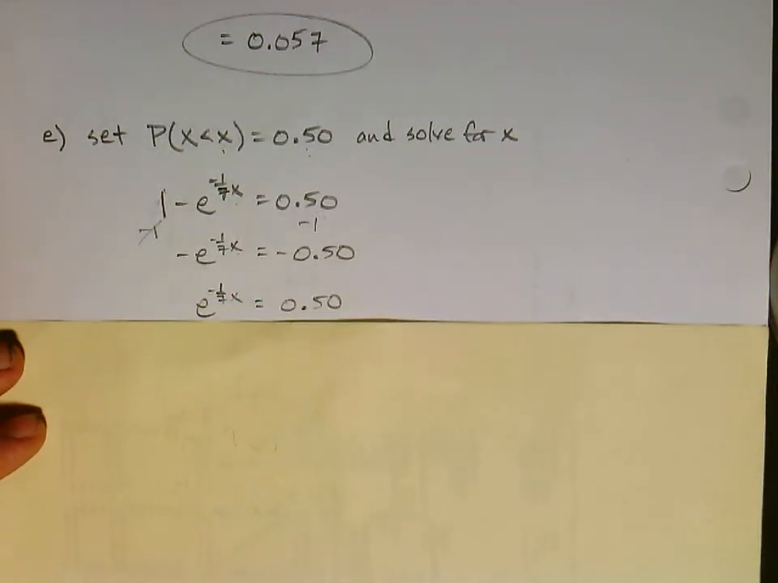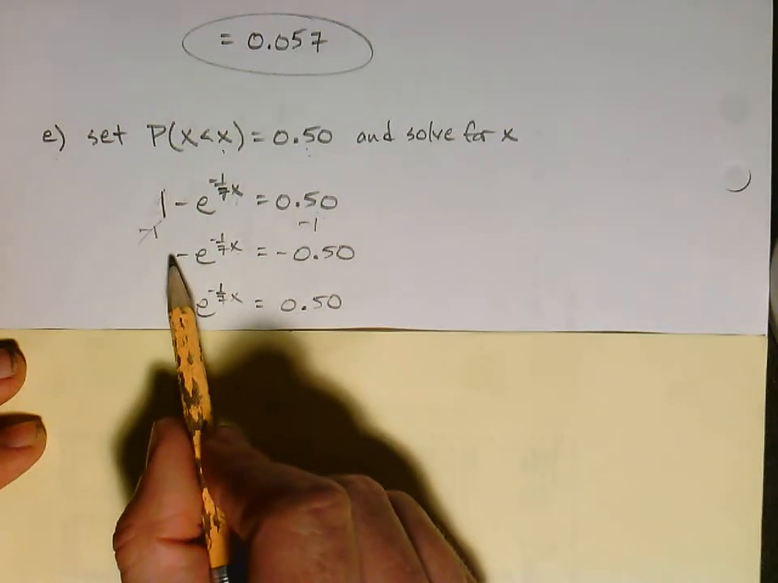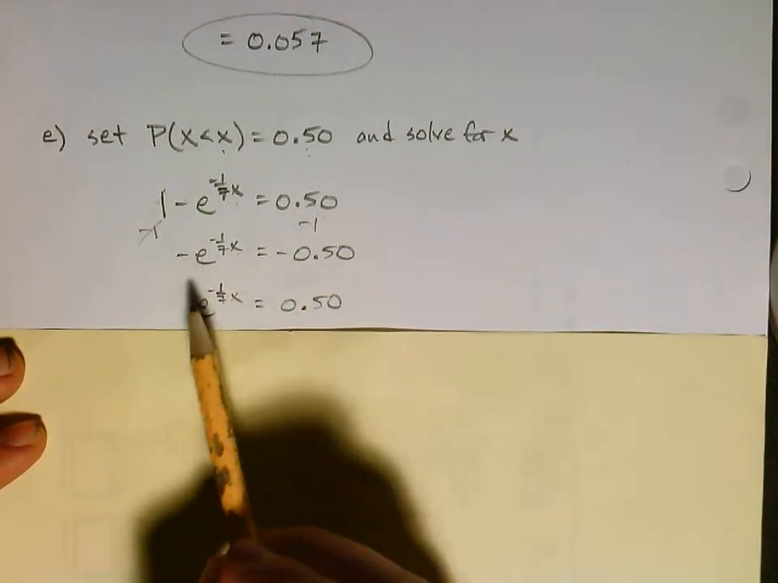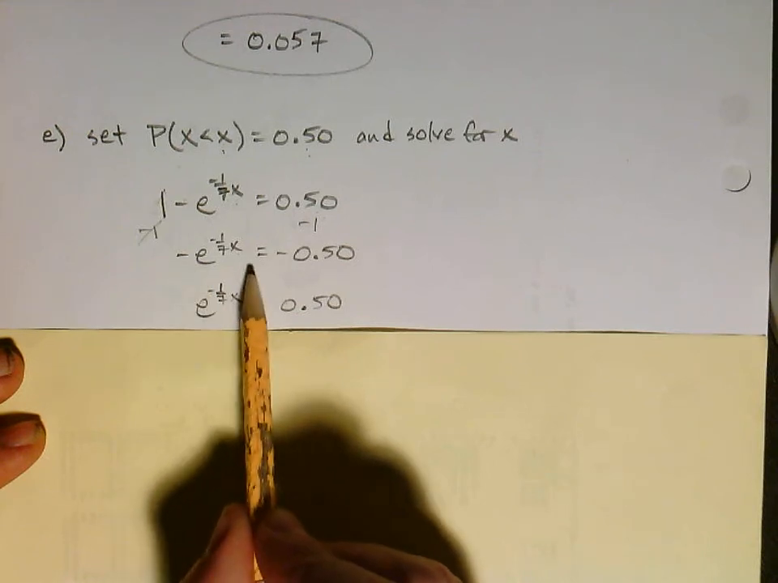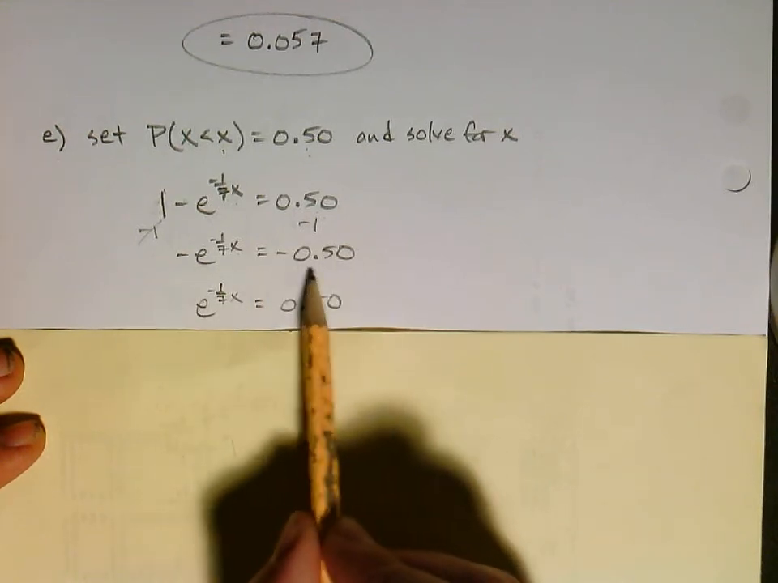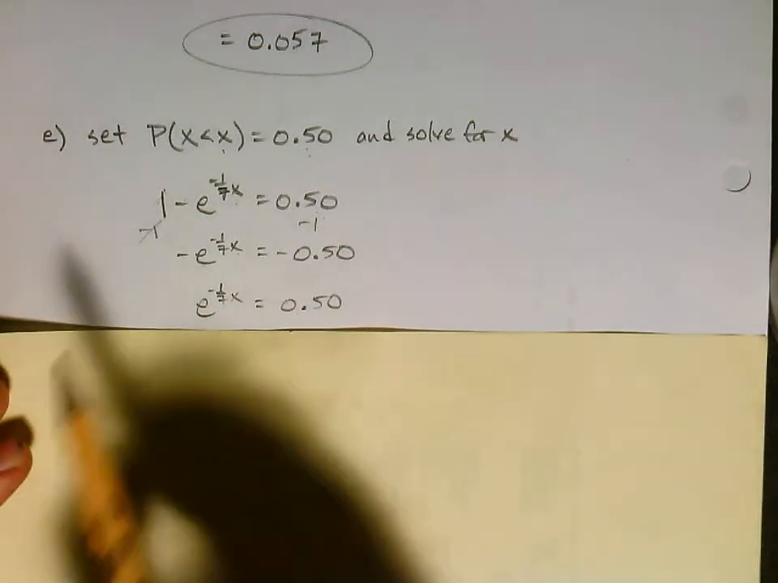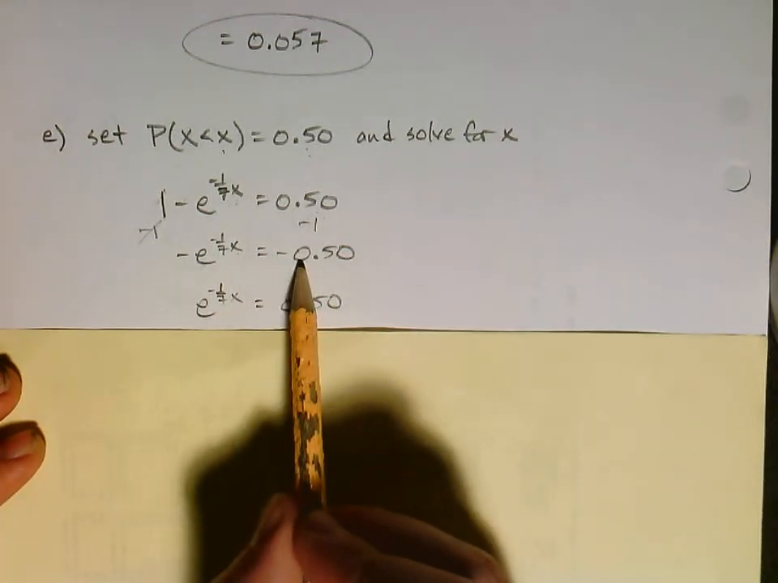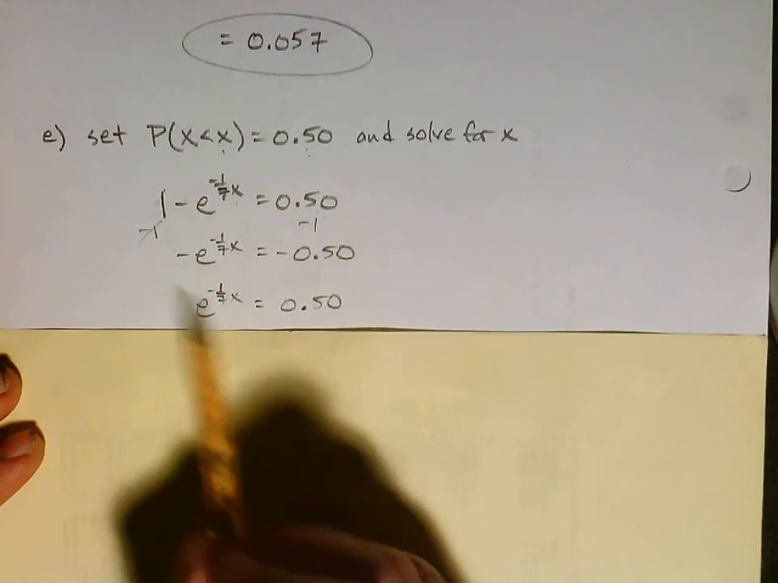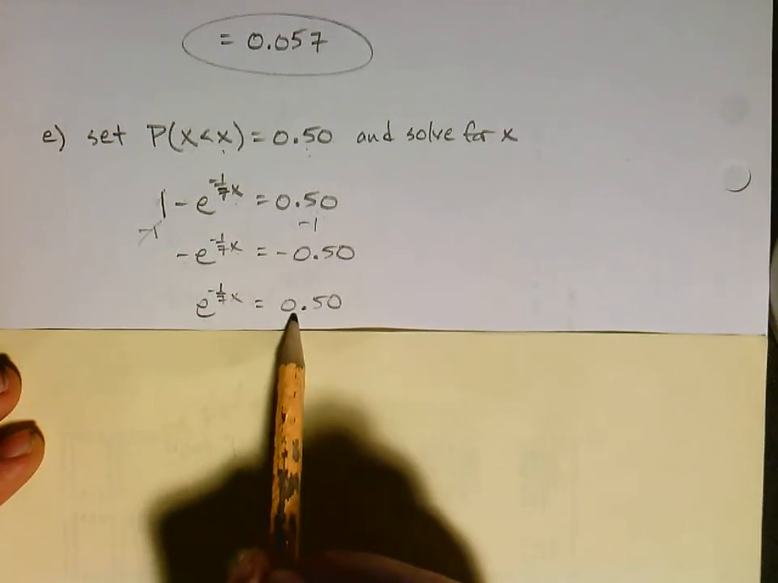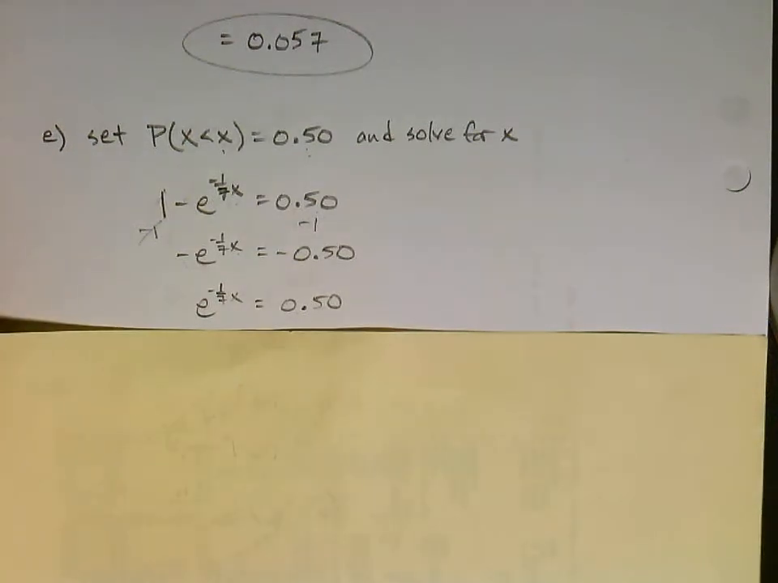Then what? We notice both sides have a negative. So we can get rid of that. Sometimes we like to think of this as dividing by negative 1 on both sides. You can think of it that way. Or you can just think, if both sides are negative, we can remove a negative. And now we have positive e to the negative 1/7 x equals positive 0.50. We did the same thing to both sides. We removed the negative.